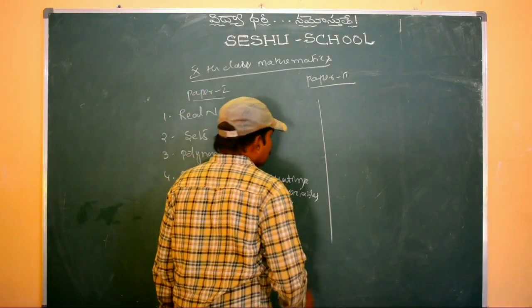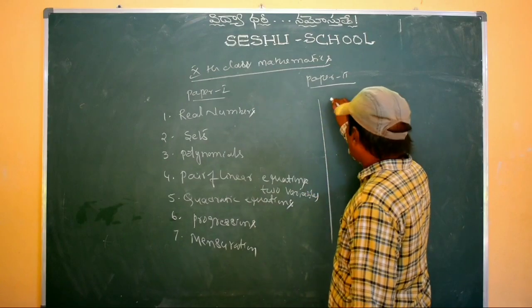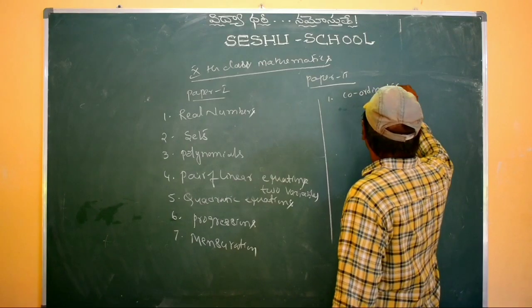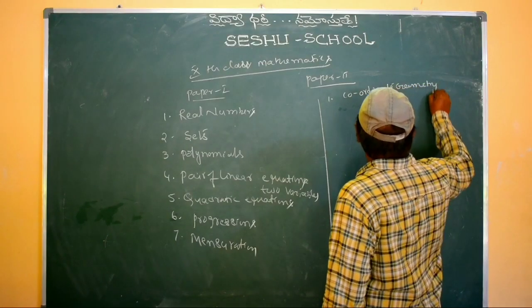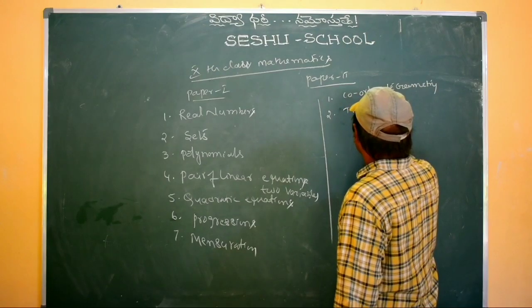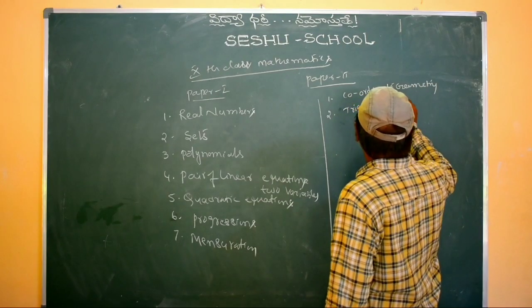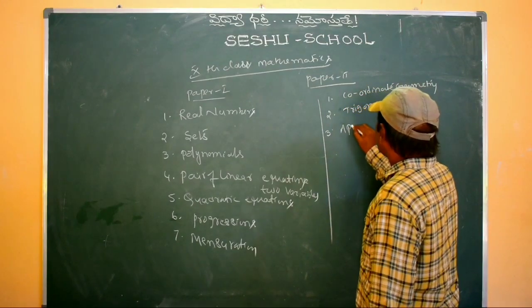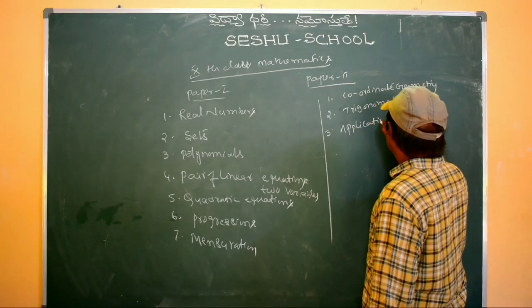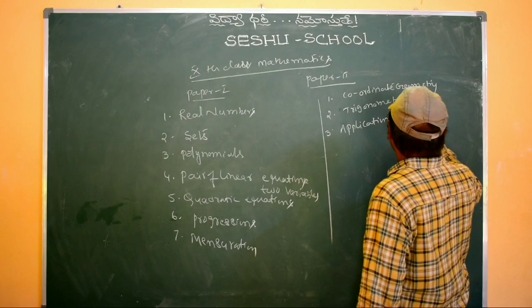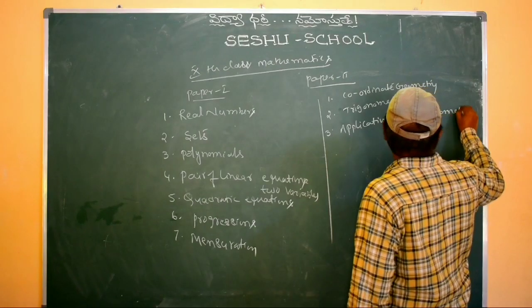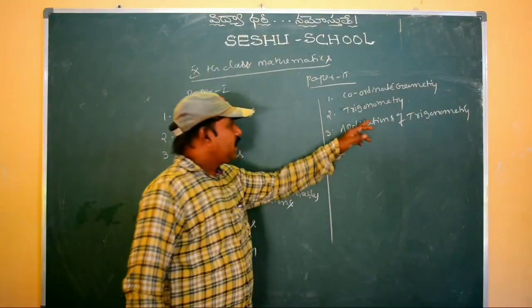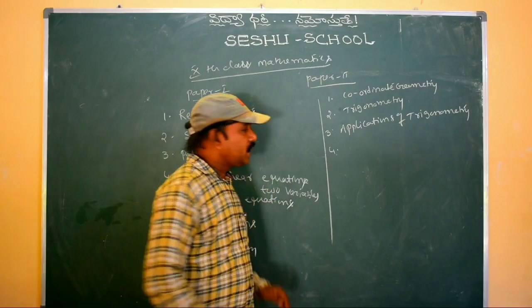In chapter 2, coordinate geometry. Trigonometry. Third one, applications of trigonometry. Fourth one, coordinate geometry, trigonometry, applications of trigonometry.